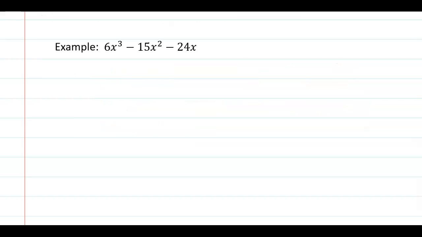So in this next example, we've got a 6x cubed minus 15x squared minus 24x. This time, the number that's common is 3 once again. So I'm going to write the 3 down, and we'll divide each of these one at a time in a moment. Now there's an x cubed and an x squared and an x. So the lowest power is part of the GCF. So 3x is the GCF this time.